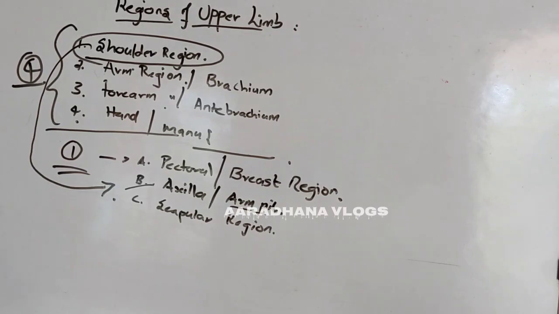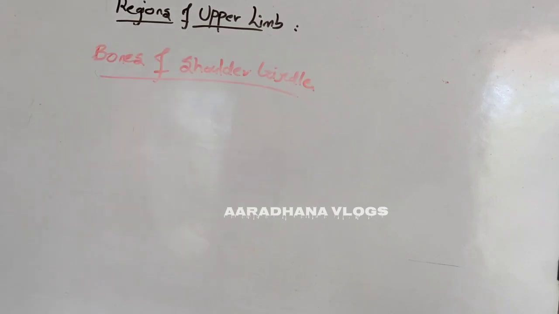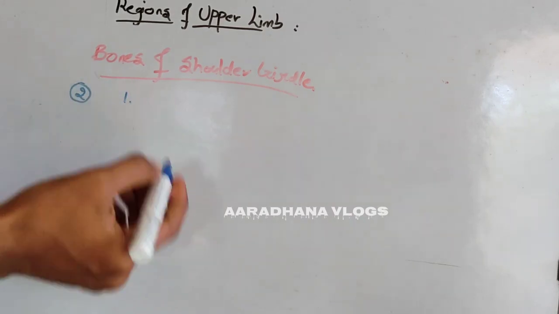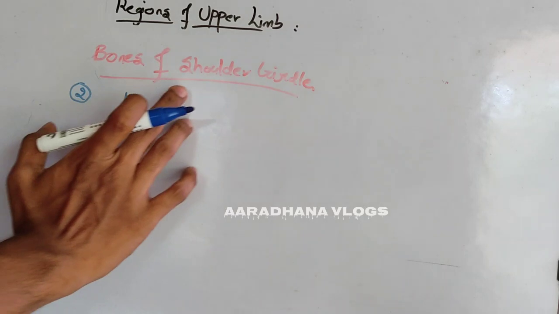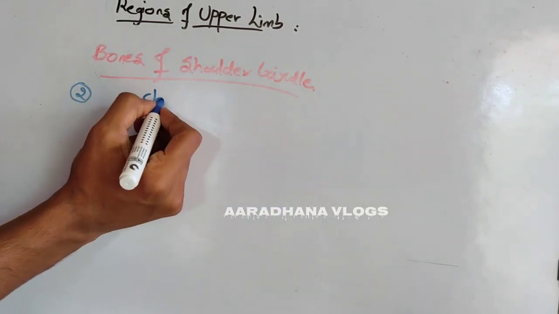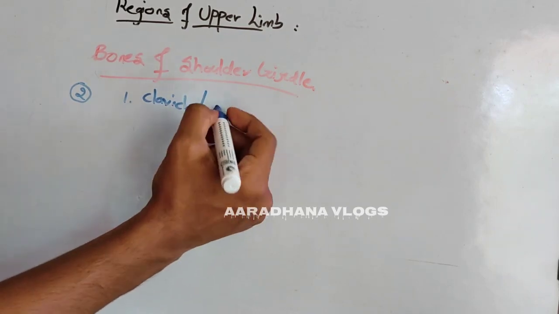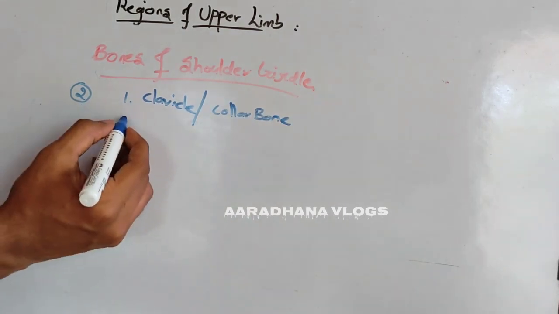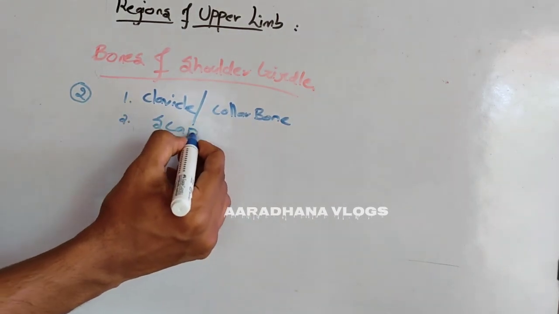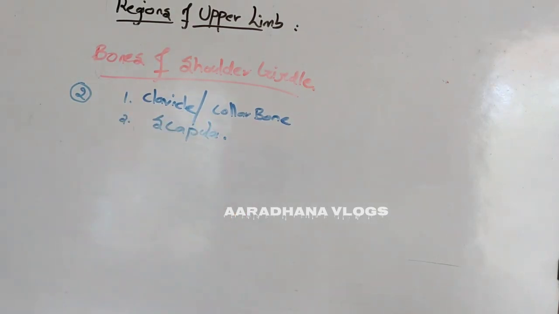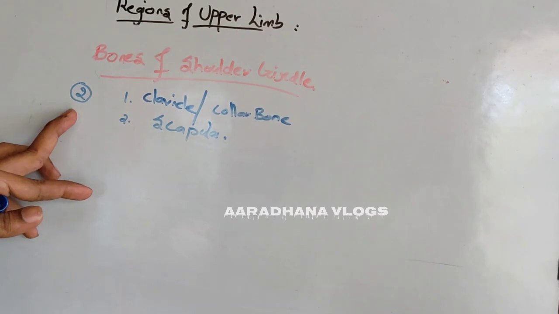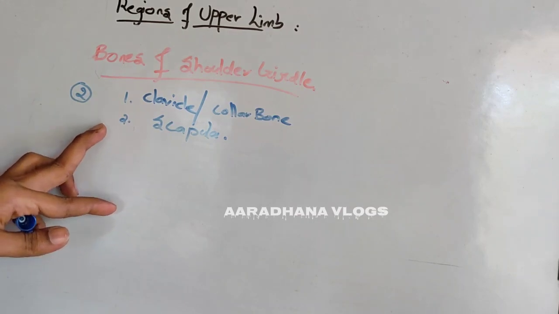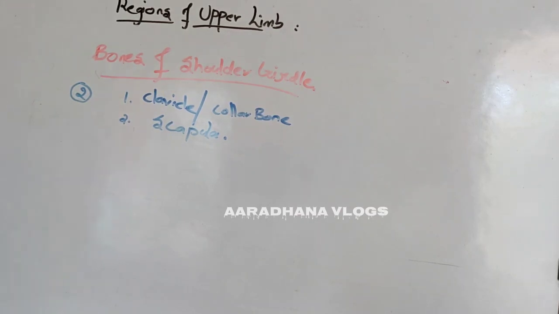So let's discuss the bones of the shoulder girdle. In the shoulder girdle there are two bones, as we already discussed in the previous video. The first is the clavicle bone, also known as the collar bone. The second, as in the scapular region, is the scapula bone. So the shoulder girdle consists of two bones: the clavicle, or collar bone, and the scapula.